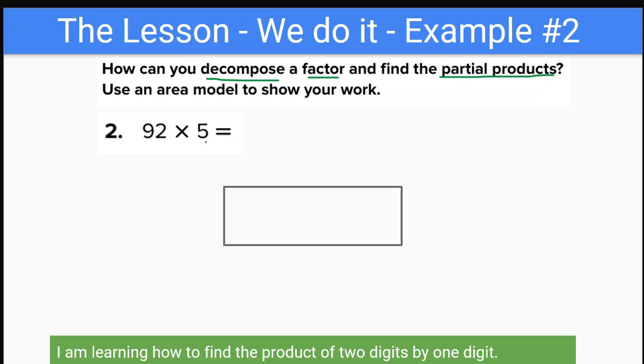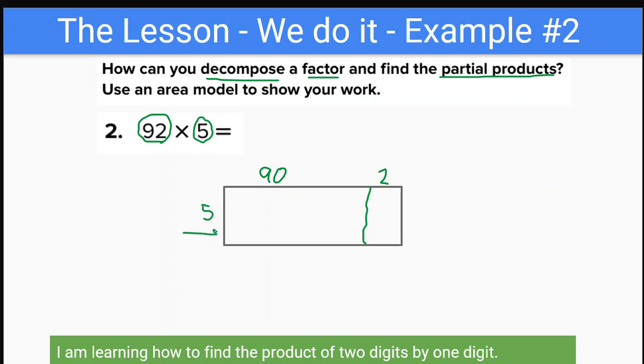You can put it in any order you want, and you're still going to get the same answer. But I like to take the smaller one and put it on the side right here, 5. The bigger factor, I like to break apart. I'm going to call this a 90 and a 2. I'm going to give 90 the bigger section of the rectangle because it's a bigger number.